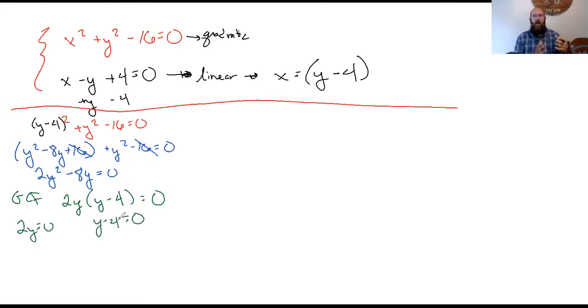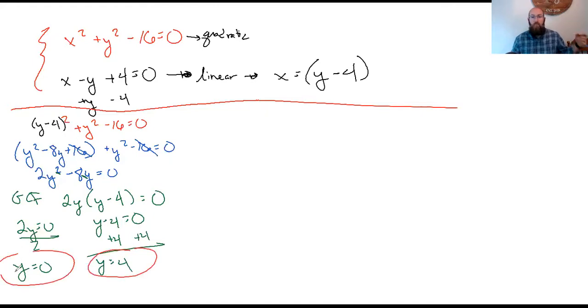I have to factor it and then set each piece equal to 0 because I have a quadratic equation over here. So I have an x squared and a y squared and a y. I have to find each of those. Because it's a y squared, I know I'm going to have two answers. Divide both of these by 2, so y equals 0. And I'm going to add 4 to both sides, so I get y equals 4. This is significant, right? I have two answers.